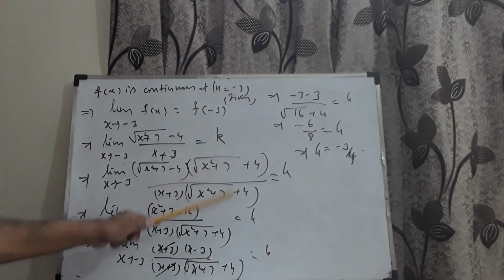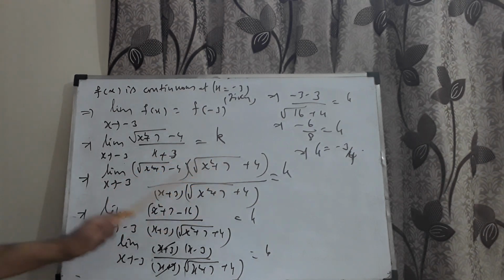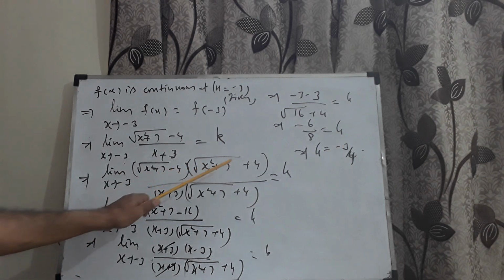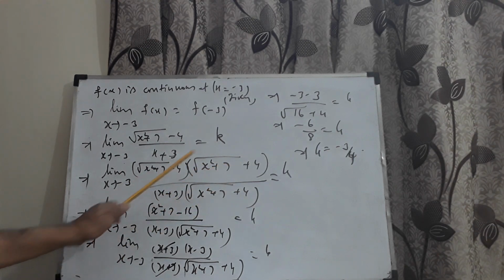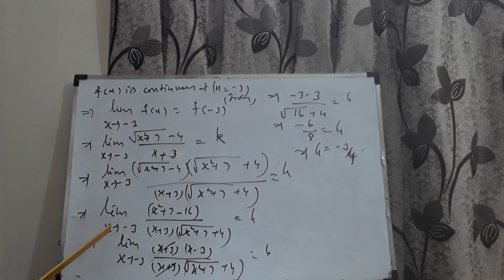Let me multiply and divide by the plus quantity here. If minus is there, multiply and divide by plus. If plus is there, multiply and divide by minus. That is the rule you should remember always. Keep on writing limit x tends to minus 3 and equal to k uniformly everywhere. Apply the a plus b into a minus b formula in the numerator.